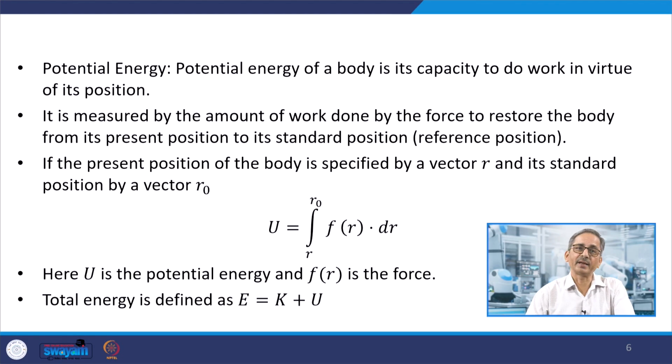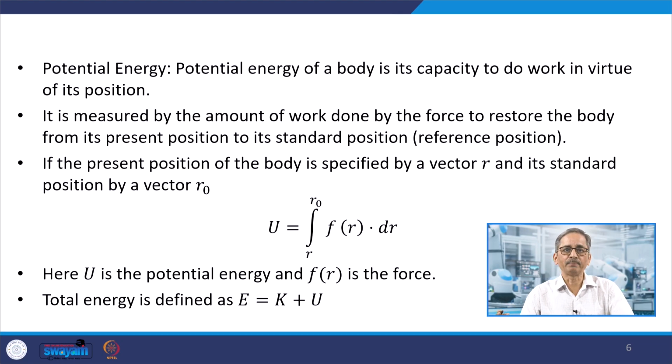Next is the potential energy. The potential energy of a body is basically its capacity to do work by virtue of its position. And how is it measured? It can be measured by the amount of work done by the forces to restore the body from its present position to its standard position or some reference position. That is how we evaluate it.